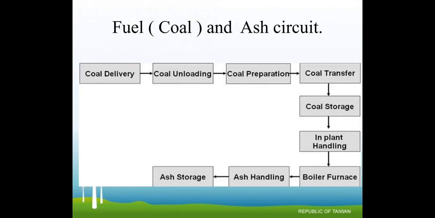It is the fuel and ash circuit. The fuel and ash circuit starts with coal delivery, then coal handling, coal preparation, and coal transfer by goods train and ship. Coal is stored in the plant, handled, and then goes to the boiler furnace. After that, combustion, and the coal is converted to ash, followed by ash handling and ash storage.